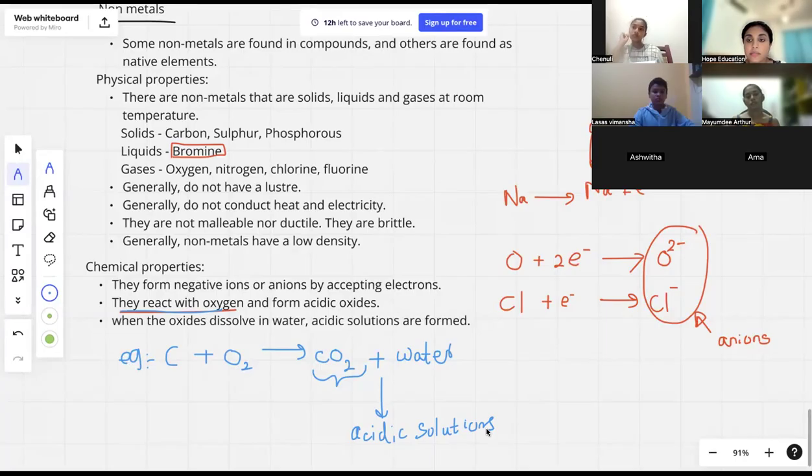Okay, Chenuli? All the oxides are formed when any of the elements and oxygen are mixed together, only oxide is formed, right? Yes. When any element reacts with oxygen, only oxides are formed. So when non-metals react with oxygen, acidic oxides are formed.